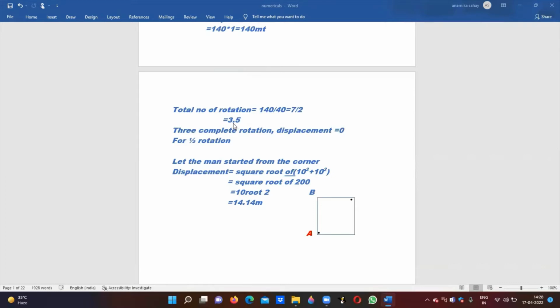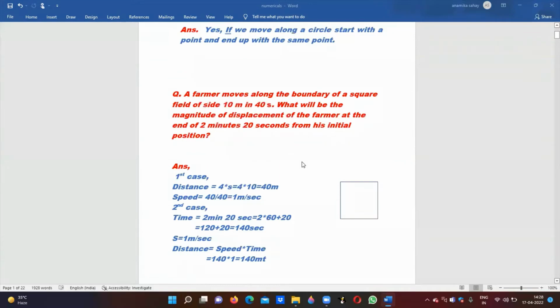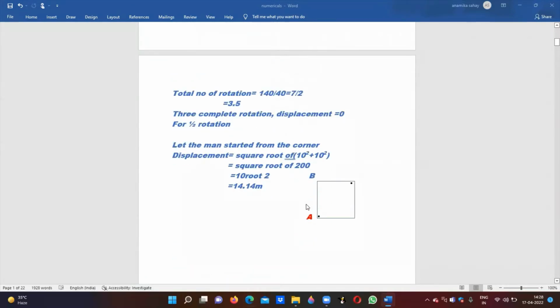This 3.5 means 3 complete rotations. For complete rotations, displacement will be 0. And for the half rotation, we have to calculate the displacement. The farmer has moved 3 rotations and a half rotation. So for half rotation, if the farmer has started from this point, he will end up at this point. In that case, displacement will be from this point to this point. If he has started from here, then of course he will end up somewhere here. In that case, displacement will be this line.